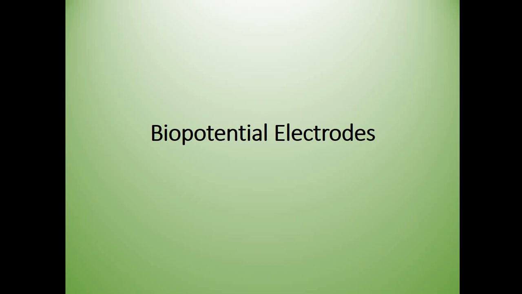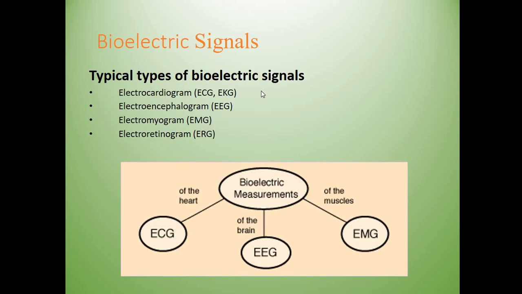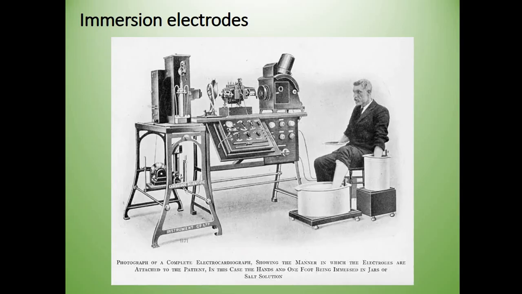Now let us look into the various types of biopotential electrodes that are possible in acquiring a biopotential. Even though there are different types of bioelectric signals available from the human body, the most important among them are the electrocardiogram of the heart, electroencephalogram of the brain, and electromyogram of the muscles.